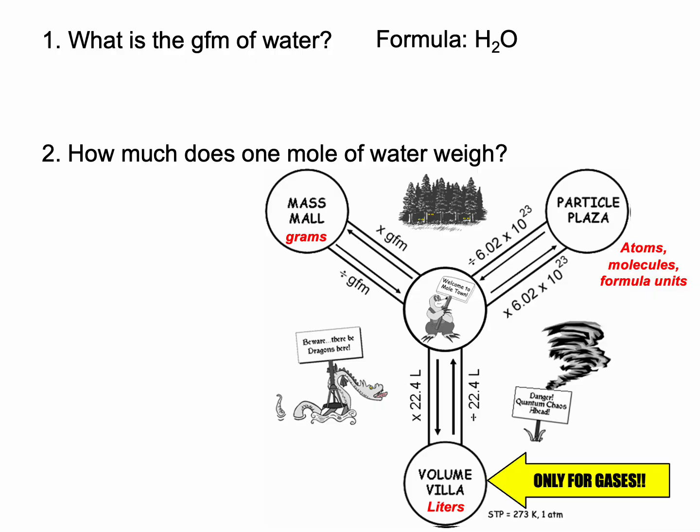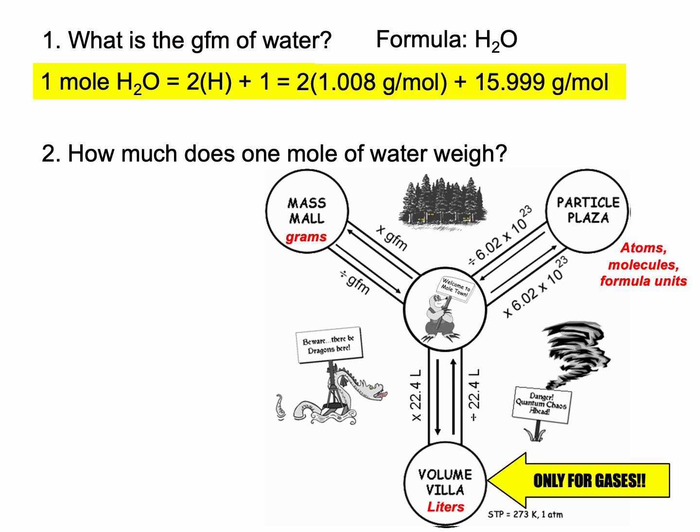So the first one, what is the GFM of water? So you're just going to add up all of the molar masses of all of the components of water. So I have the formula for water. So that means we have 1 mole of water is going to be equal to 2 times the molar mass of hydrogen plus 1 times the molar mass of oxygen. So I fill in the numbers. So 2 times hydrogen plus oxygen. And we get that the GFM or molar mass of water is 18.015 grams per mole.